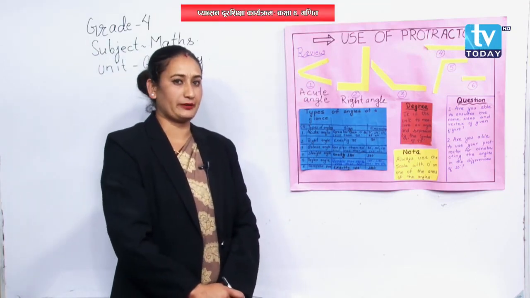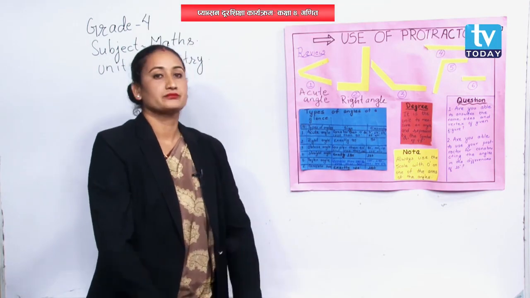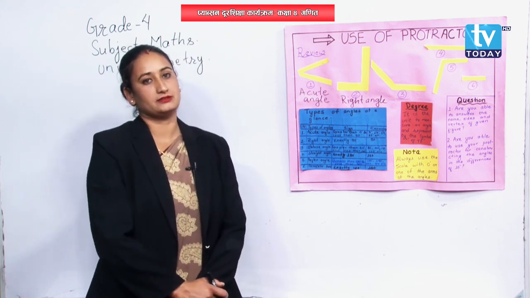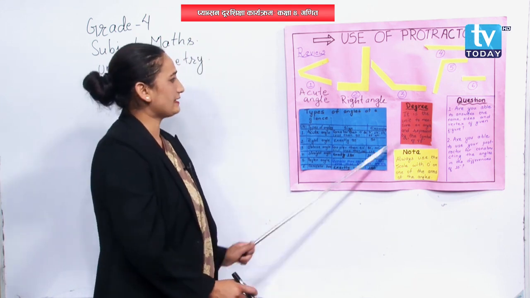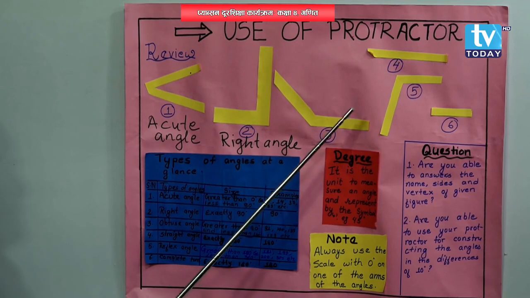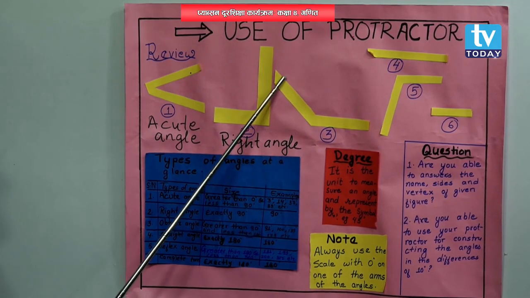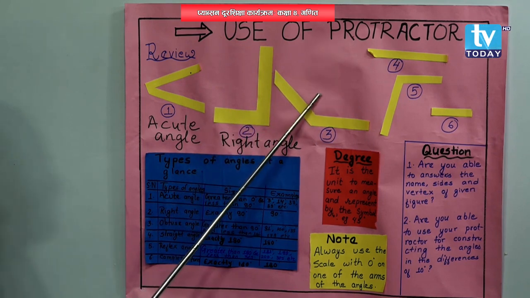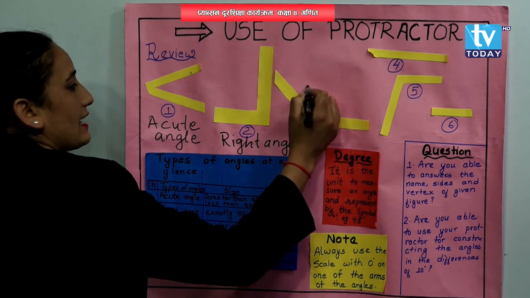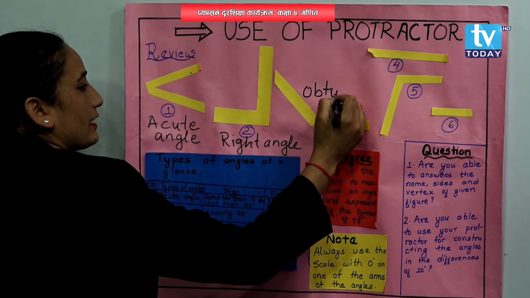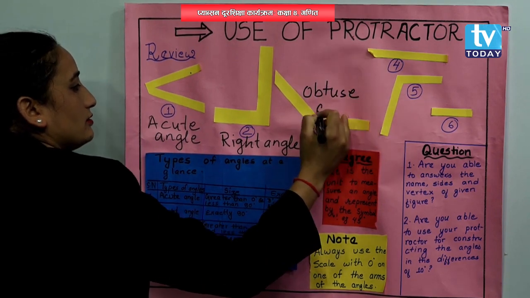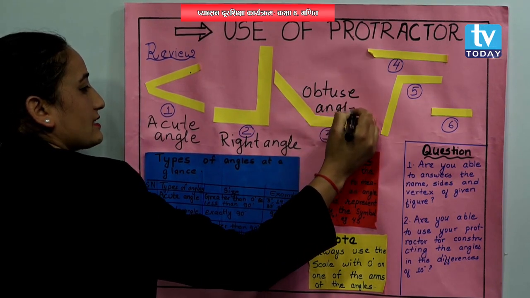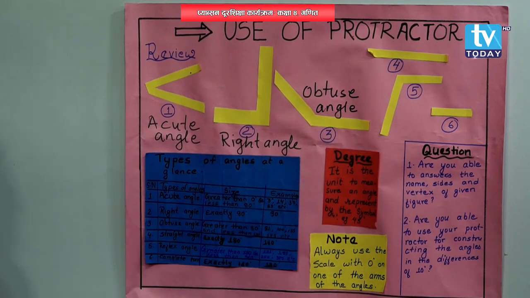Okay, now number three. See here. Have you seen that picture? Which angle is this? See here, this is the straight line and this one is slightly bending, right? It's a bit more than 90 degrees. Then what do we call this angle? We call it an obtuse angle.